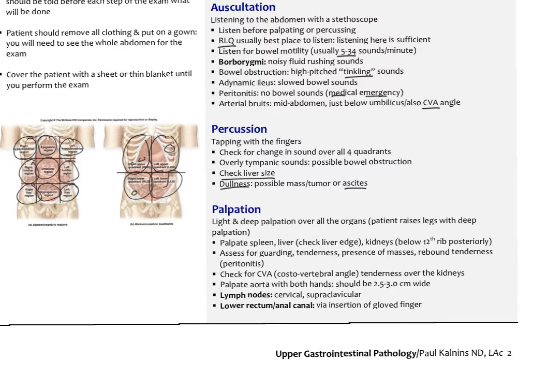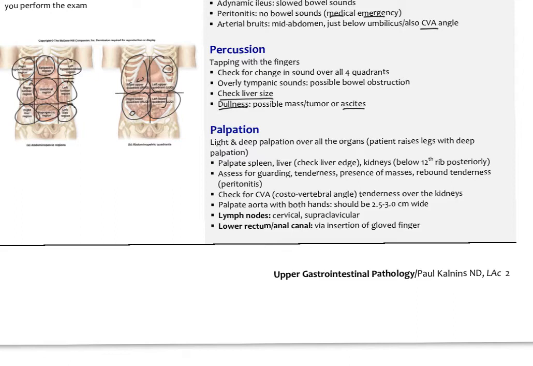And then we're going to do light and deep palpation. That's the final part after doing all that. First, light palpation, and it's best to have the patient raise their legs on the table so that it relaxes their abdominal muscles, especially with the deeper palpation. And we're going to palpate all four quadrants. We're going to look for any masses, any unusual sort of sensations. Palpate the spleen on the left, look for the liver. We're going to check the bottom edge to see that it has a smooth margin. And then we can actually, in some patients, especially thinner patients, palpate all the way down to the kidneys, which are retroperitoneal on especially the left side.